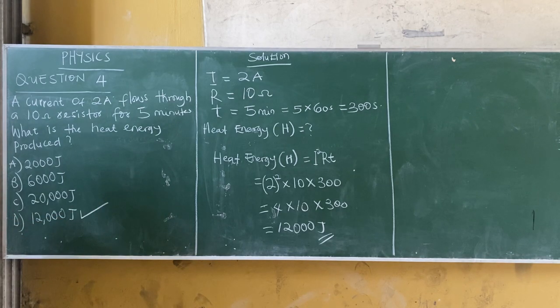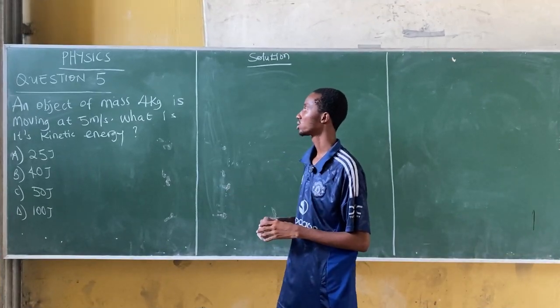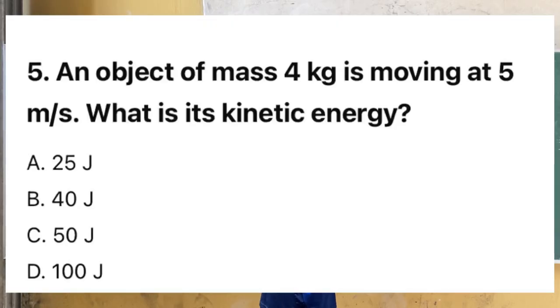We move on to the next question. Question 5 says an object of mass 4 kg is moving at 5 meters per second. What is its kinetic energy? Option A says 25 joules. Option B, 40 joules. Option C, 50 joules. Option D, 100 joules.